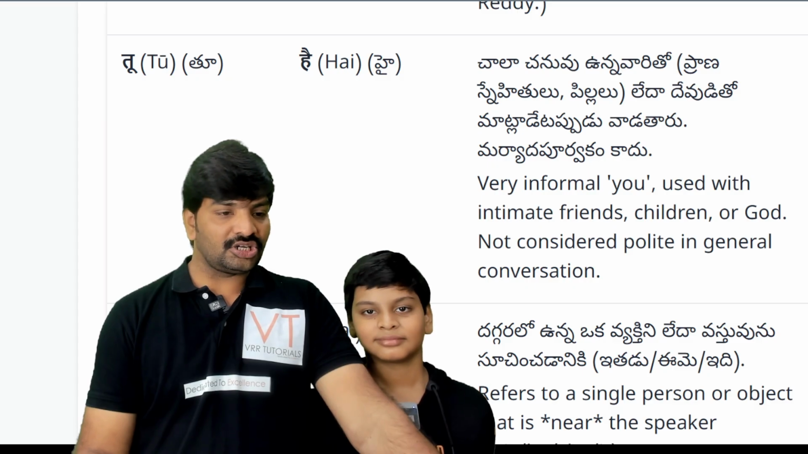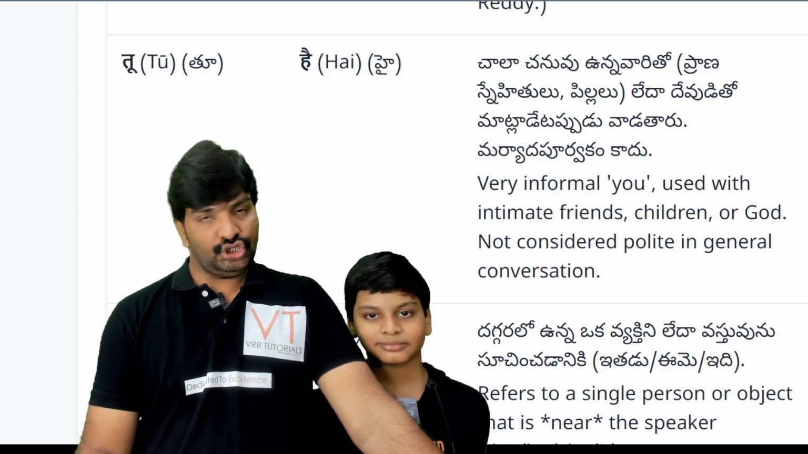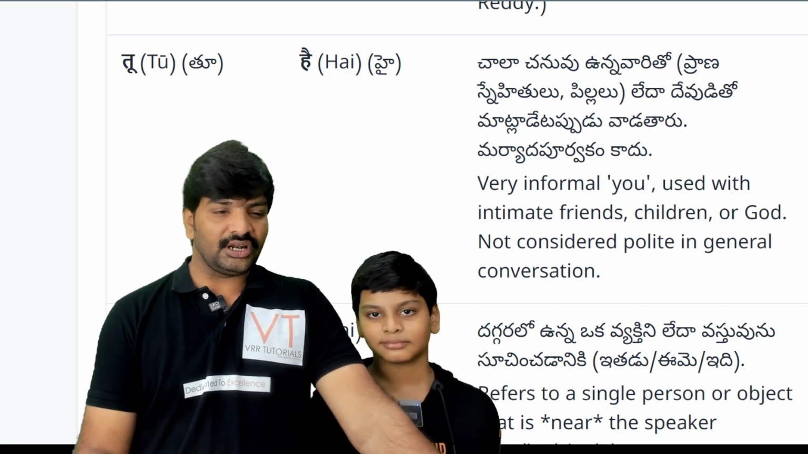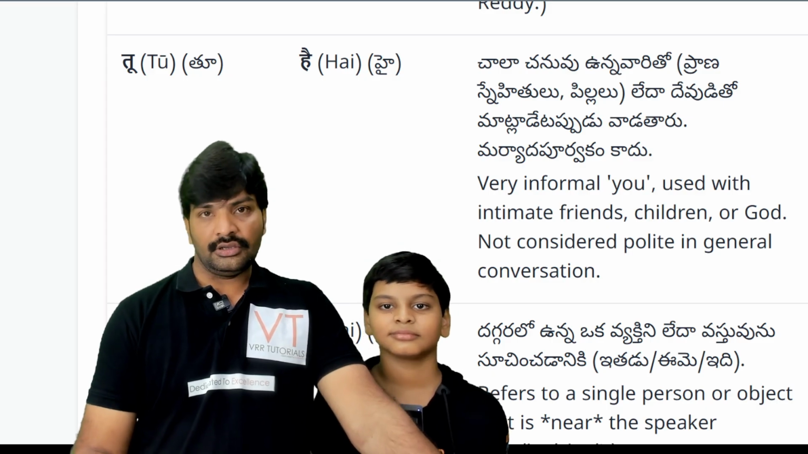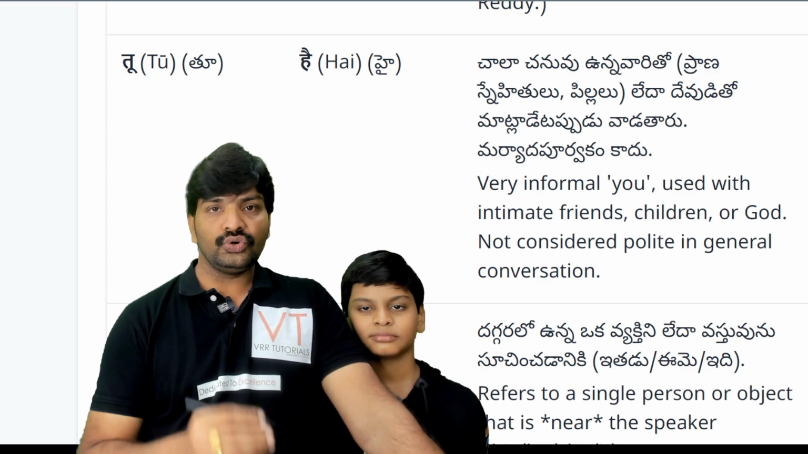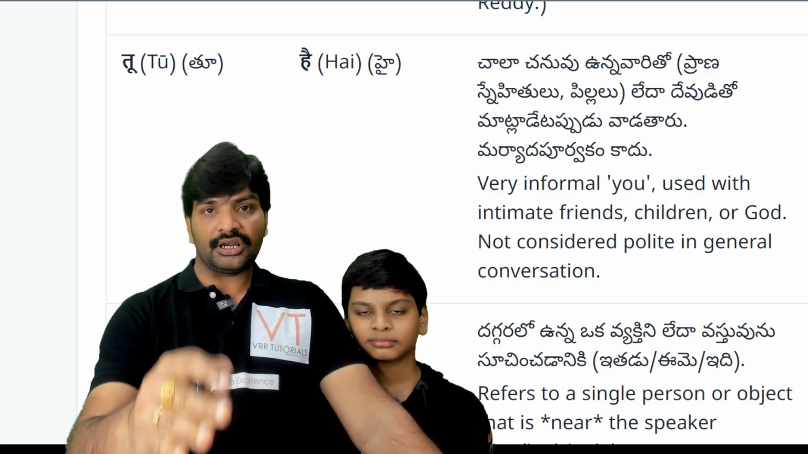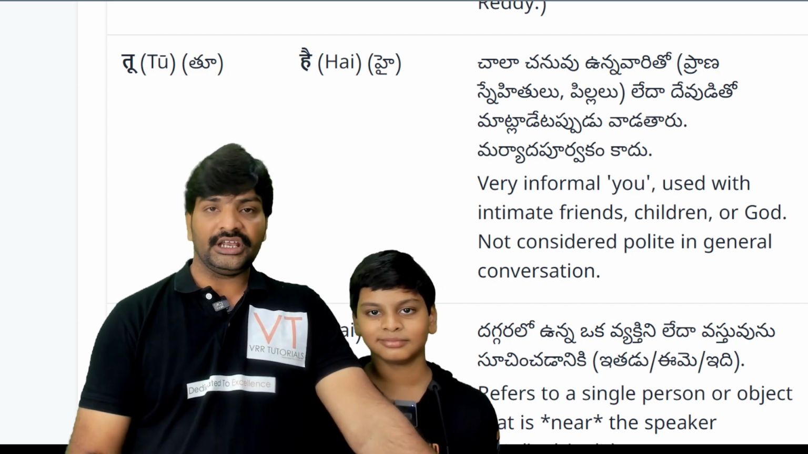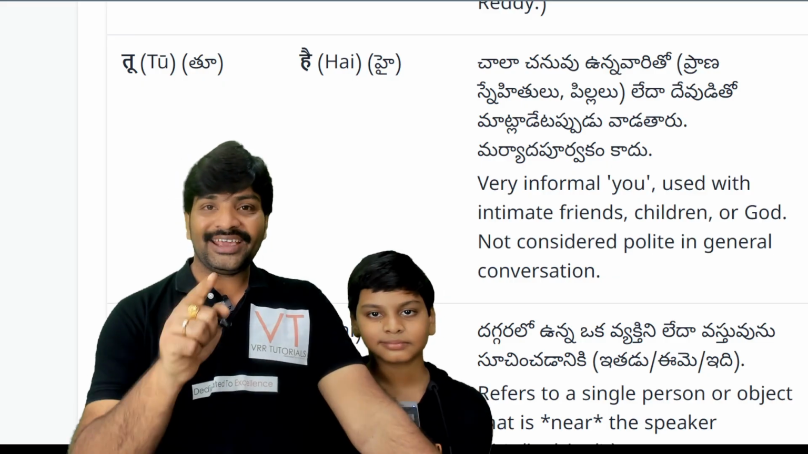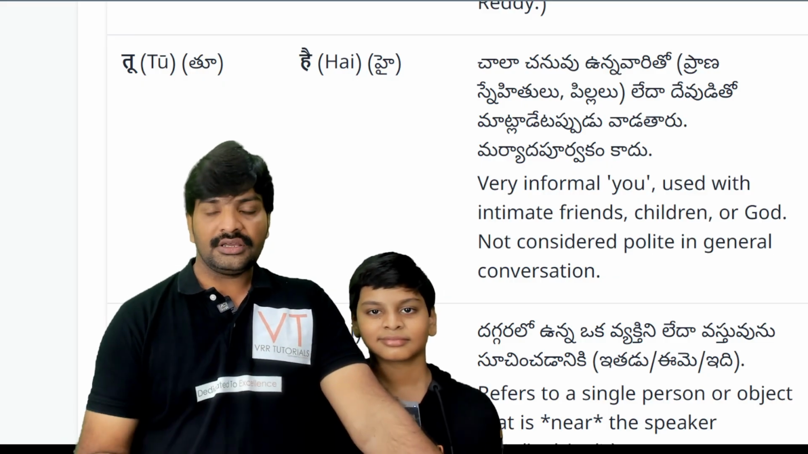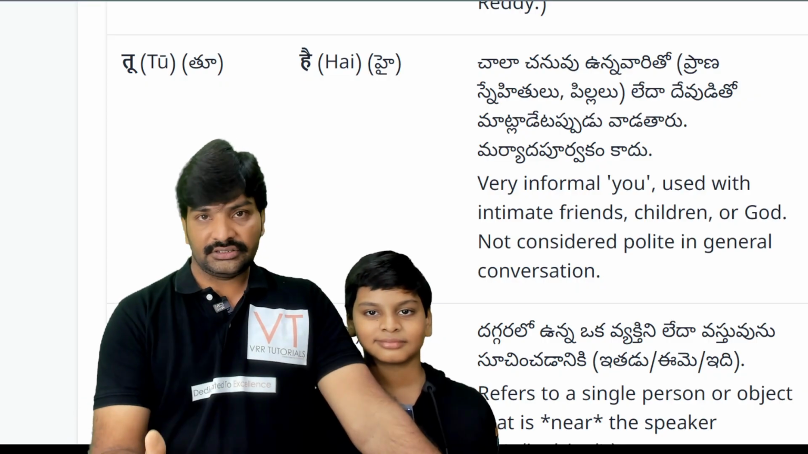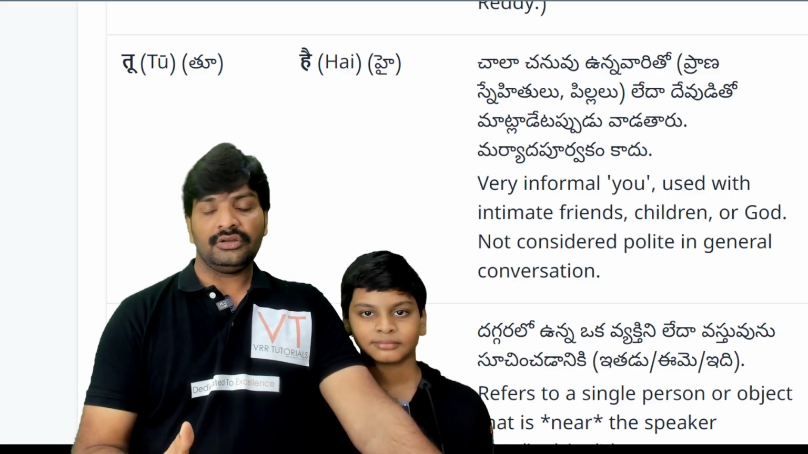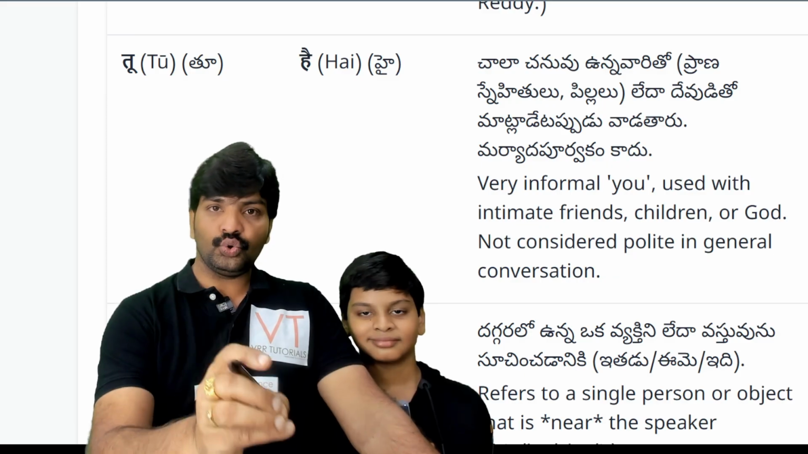Here we have some description about tu. Tu is a very informal you. Used with intimate friends, children or God. The friends who are very close to you, you can use tu with them. And children, we don't need to give any respect to children, so we can use tu with them. Then why God? We feel God is very close, more than our parents and friends. We can share anything with God. That is why we can use tu with God.